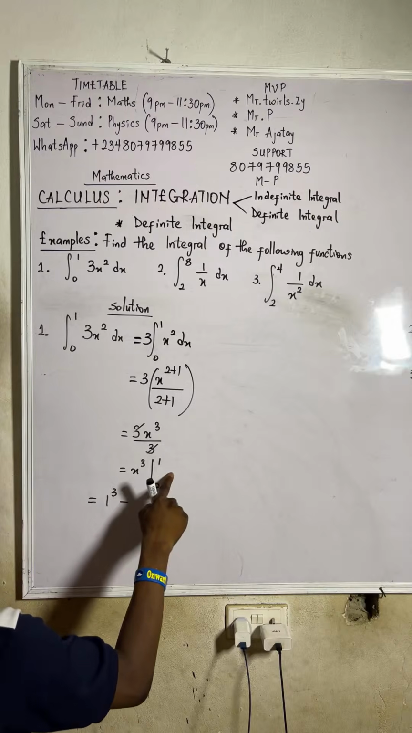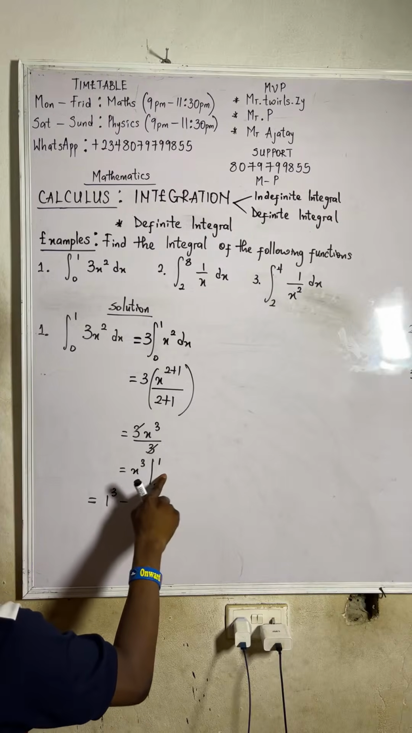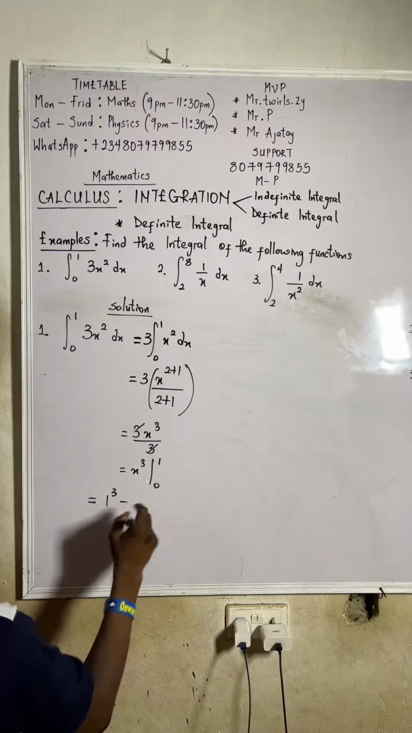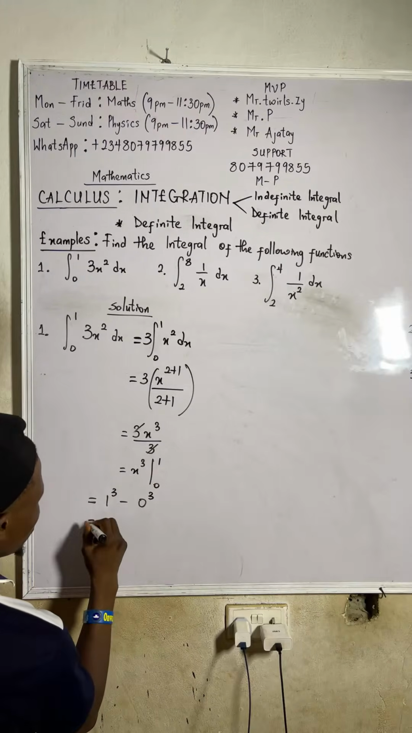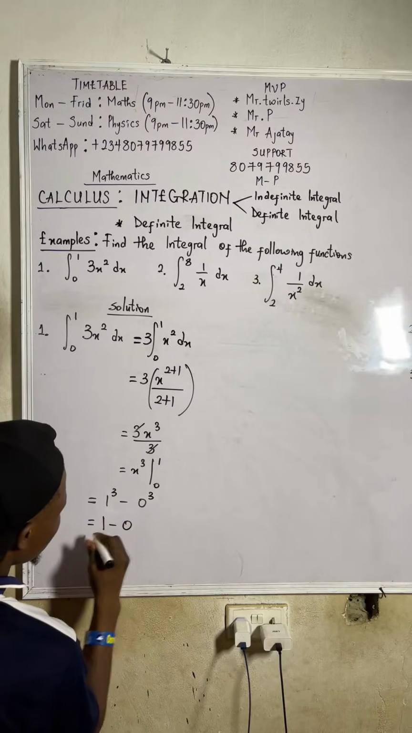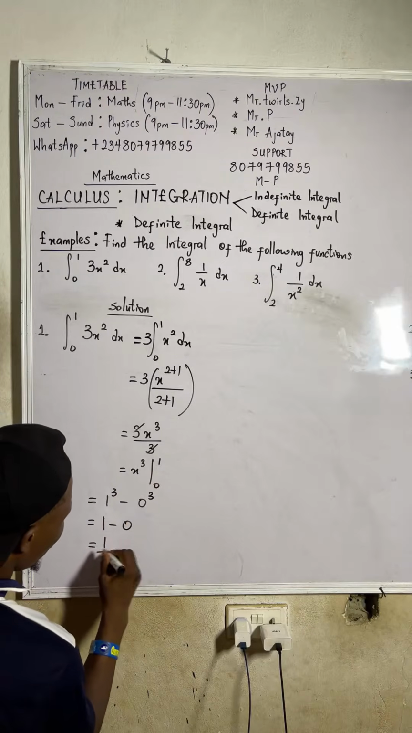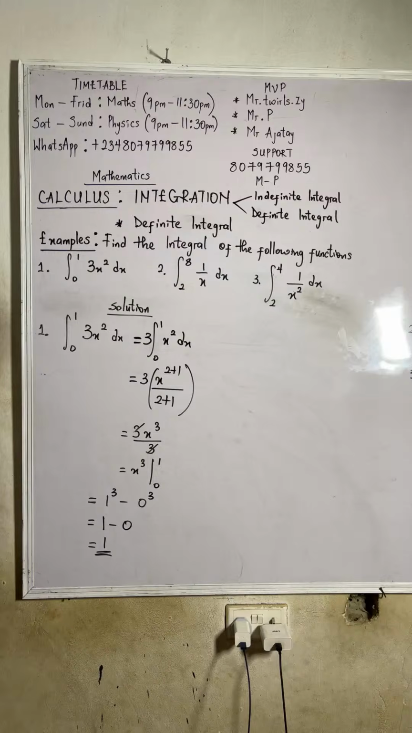Then when you want to put in the lower limit, you subtract. Then that will be 0 cubed. 1 cubed will give me 1, minus 0 cubed is 0. 1 minus 0 is what? 1. And the final answer is 1.